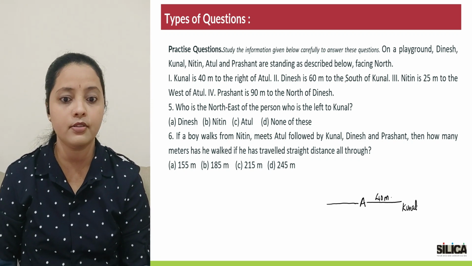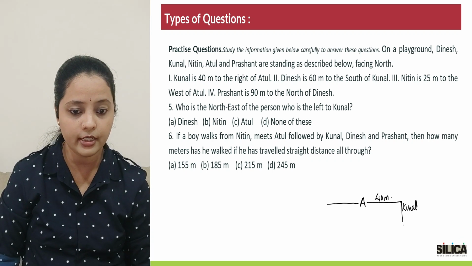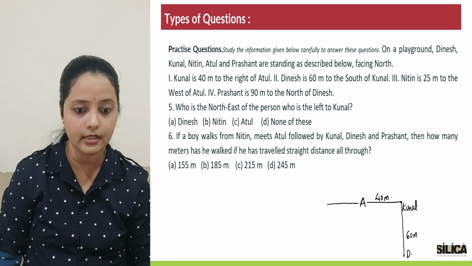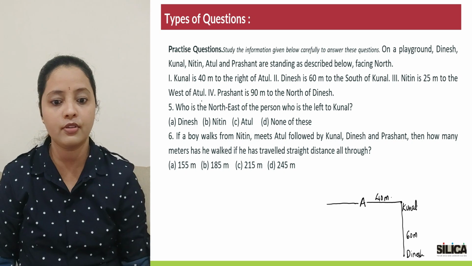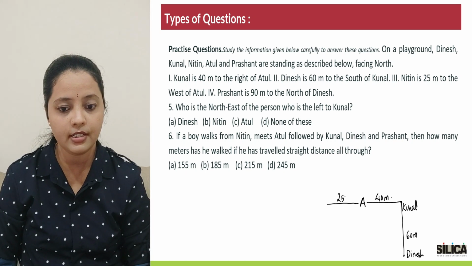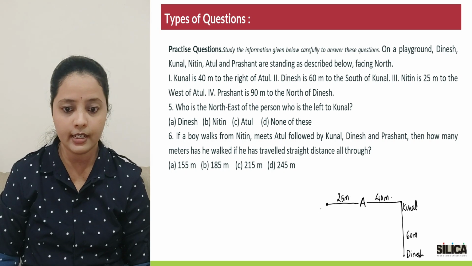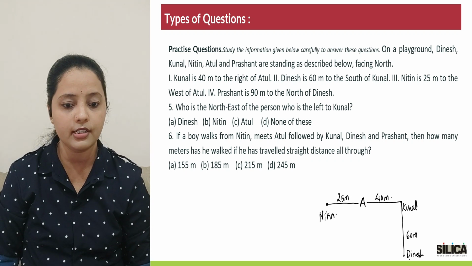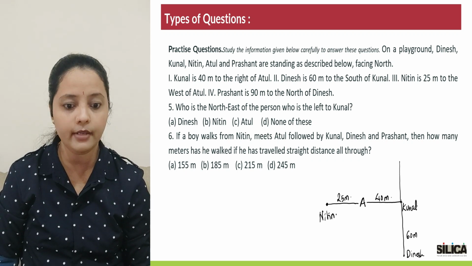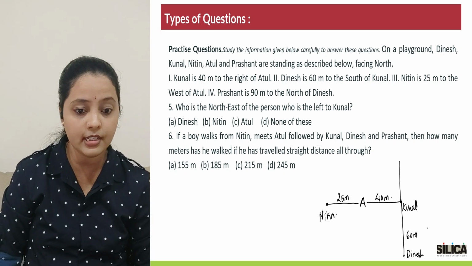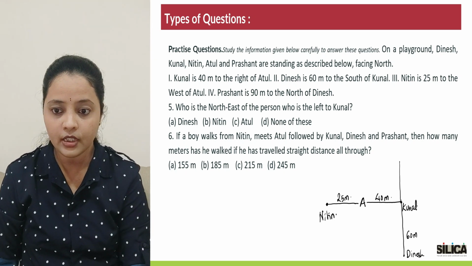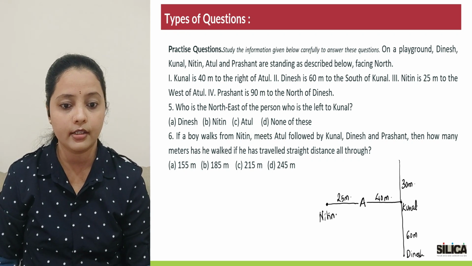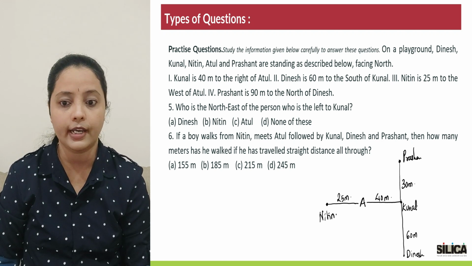Dinesh is 60 meters to the south of Kunal. So if this is Kunal, Dinesh is all the way around 60 meters to the south. So this is Dinesh. Then Nitin is 25 meters to the west of Atul. So this is 25 meters, and this is Nitin. Then they say Prashant is 90 meters to the north of Dinesh. So this is Dinesh, and Prashant is 90 meters to the north. This is 60, so this is going to be 30 meters, and this would be Prashant. So this is the diagram that we have.